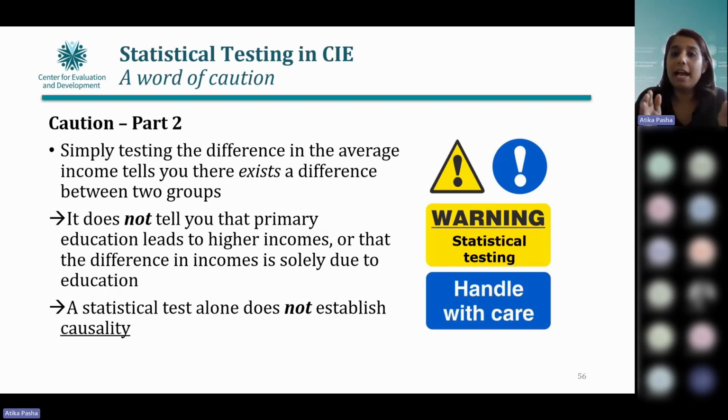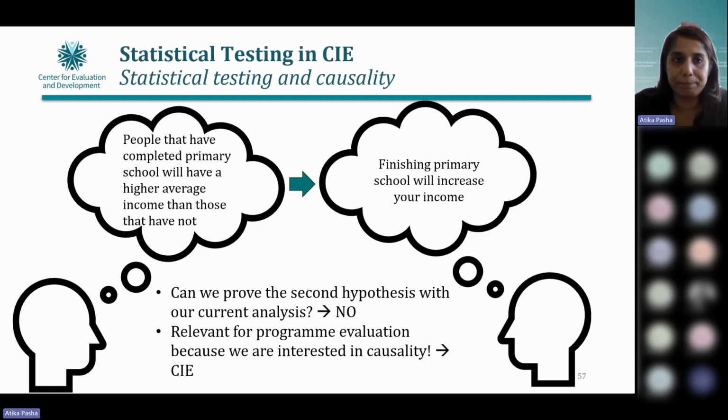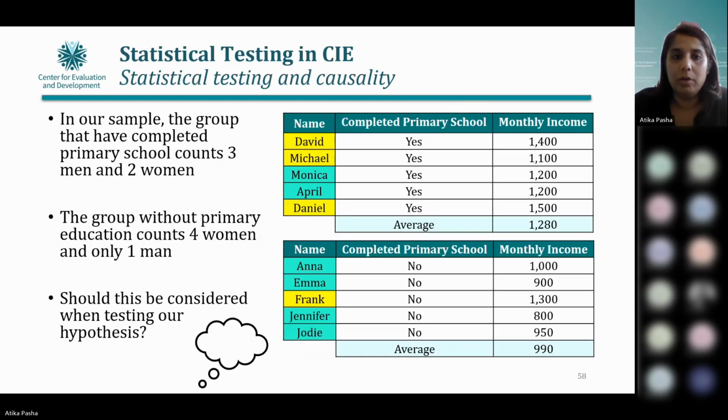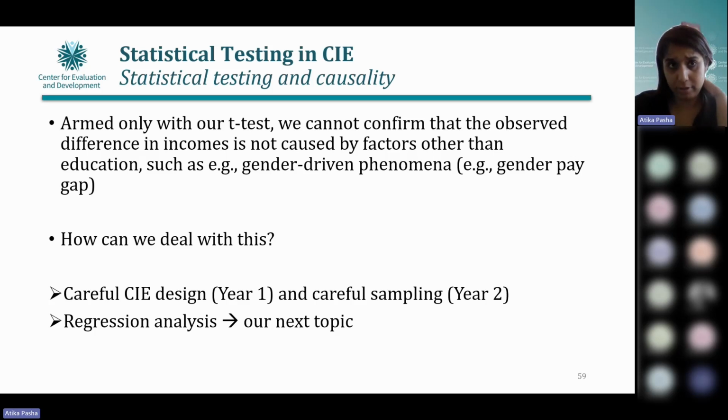And so within CIE methods, we would run the same test, but be sure that this effect, or this rejection of the null hypothesis, is a result of the program and not because of other factors. Good. Moving on to the next example.